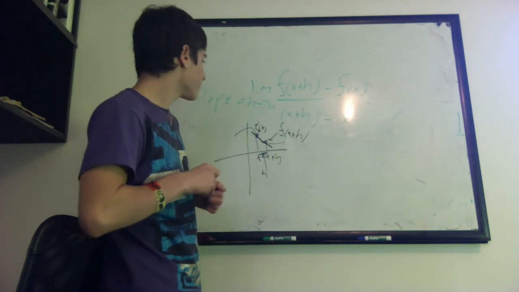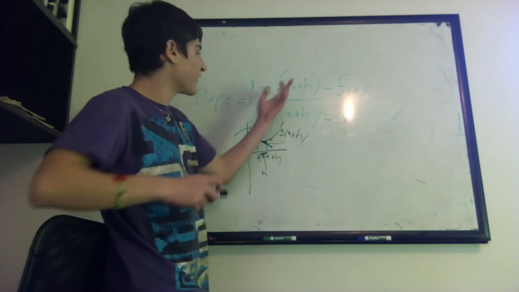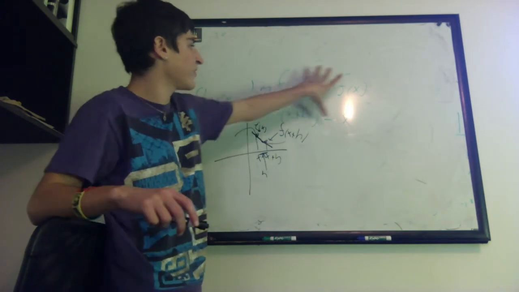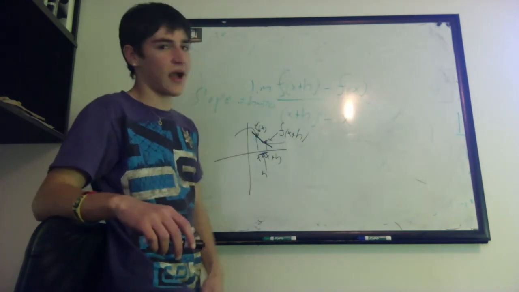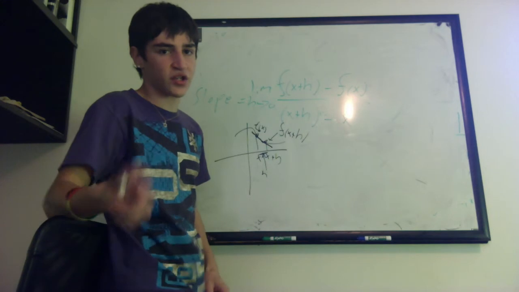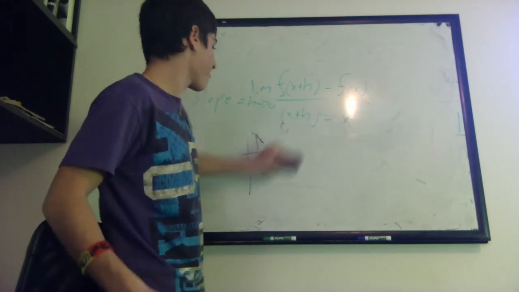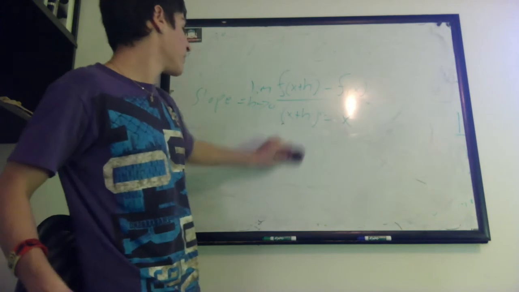So it's different for different functions, but any function you can add an h to it. So this is the general way to write it, but then if you have a specific function, you can calculate the derivative for that. So that is what a derivative is.